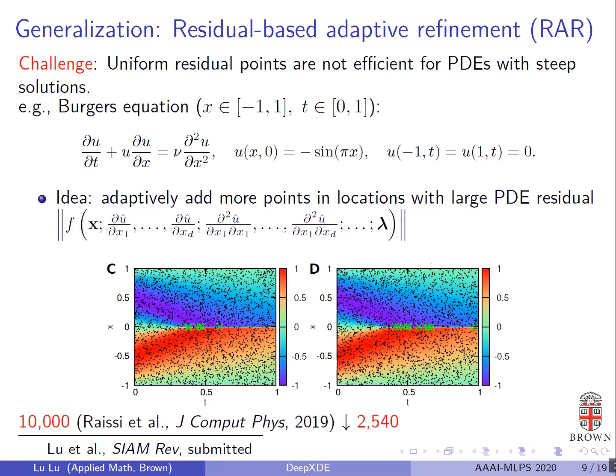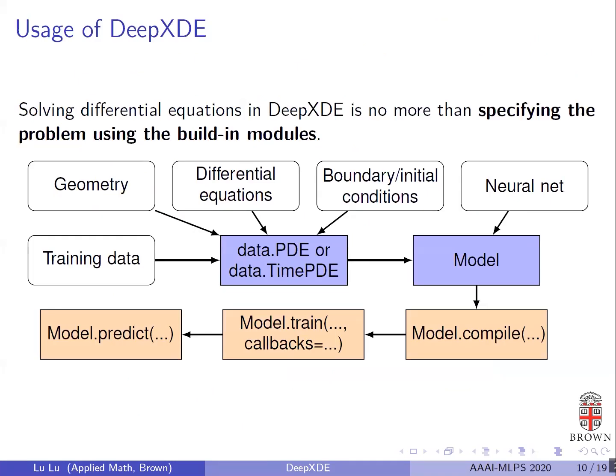As a comparison, if we use uniform residual points to achieve the same accuracy, we need 10,000 training points on the domain. But if we use this adaptive way, we can reduce the number of training points from 10,000 to roughly 2,000. So here I give a brief introduction and some understanding from different angles for the PINNs. And in the second part of this talk.